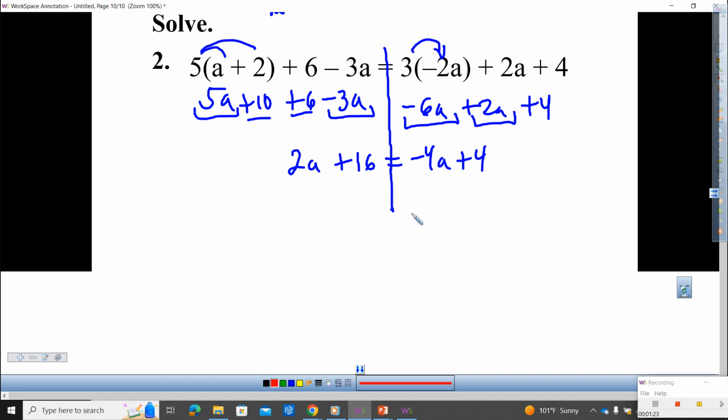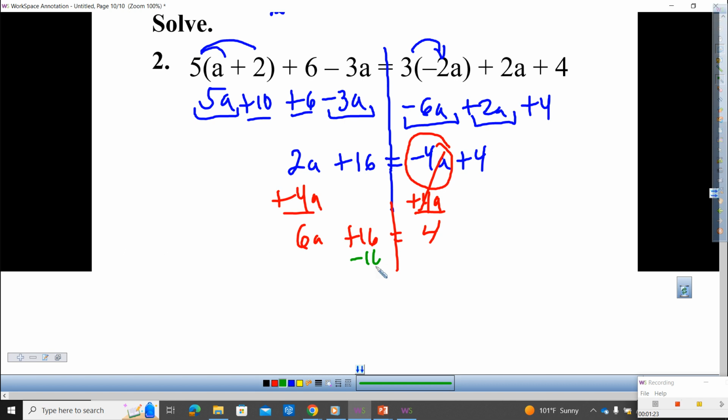So he needs to get rid of the negative 4a. So what is the opposite of negative 4a? Add 4a. We end up with 6a plus 16 equals 4. Pass someone. Subtract 16. 6a equals negative 12. And last but not least, everyone, divide by 6. A equals negative 2.